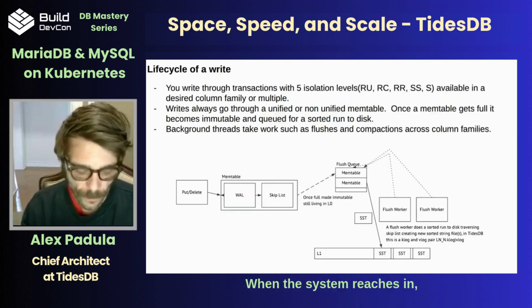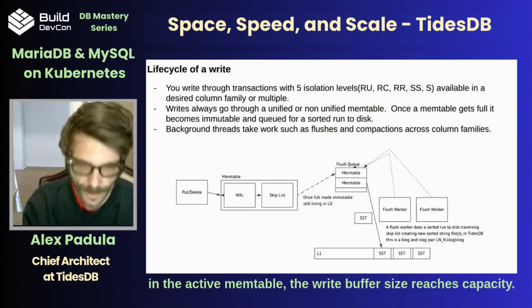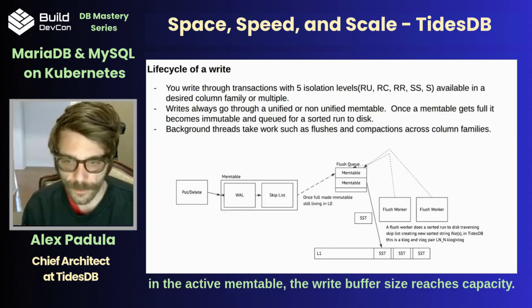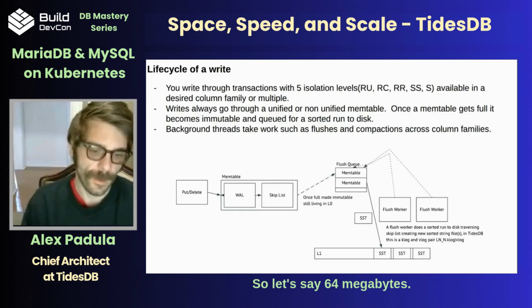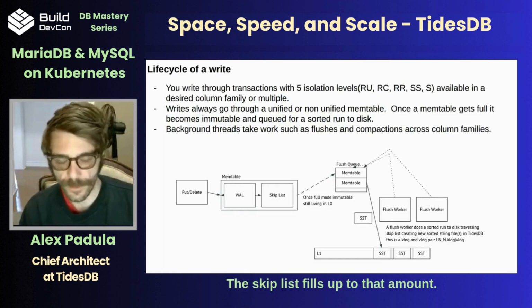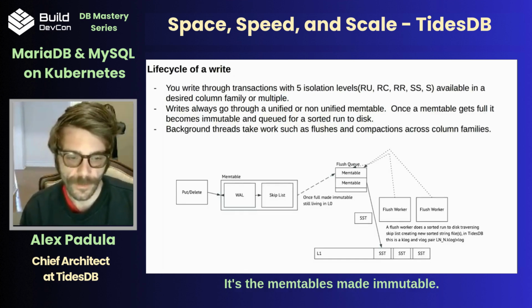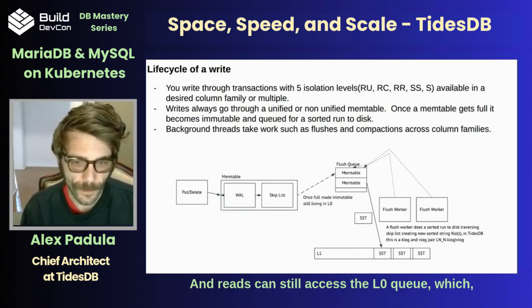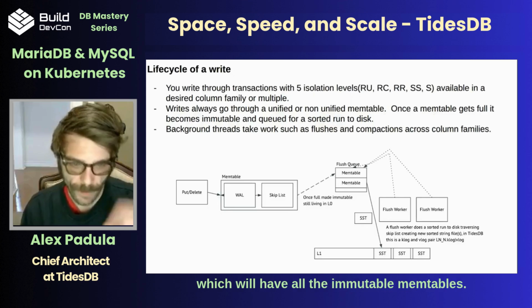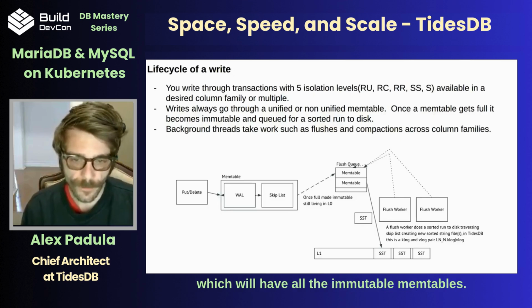When the active memtable's write buffer size reaches capacity, so let's say 64 megabytes, the skip list fills up to that amount. The memtable is made immutable, and at that point it's enqueued into a flush queue. And reads can still access the L0 queue, which will have all the immutable memtables.